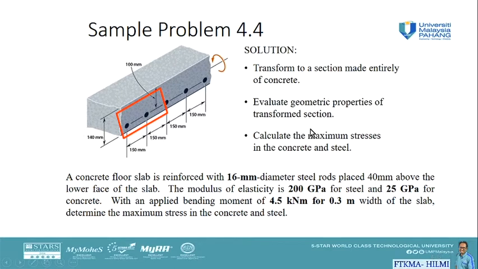For the solution, similarly, we need to transform this composite reinforced concrete beam into one homogeneous material, which is concrete. And then we are going to evaluate the geometric properties of the transform section. Basically, we want to find the neutral axis and the moment of inertia I. Then we can calculate the maximum stress using the flexural equation, sigma equal to My over I.